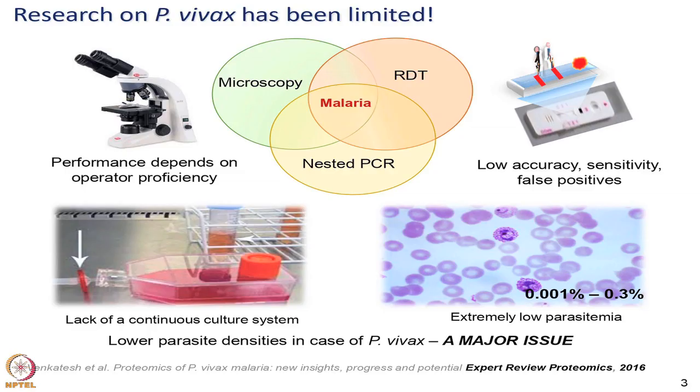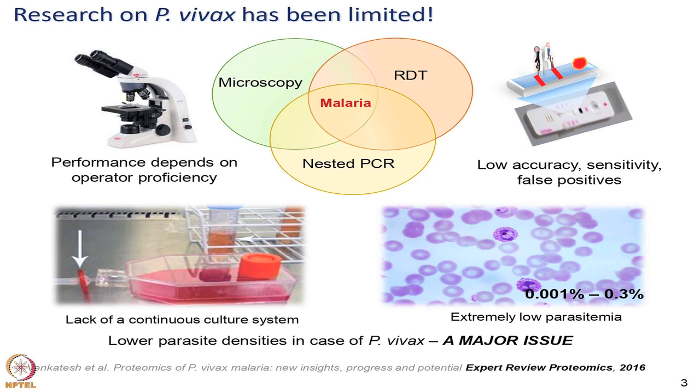However, each of these methods has its own pros and cons. Especially RDTs have a lot of false positives. PCR can be done only in specialized labs, so it needs a lot of further testing. And the overall limitation for the whole field has been that most of our information is based on falciparum, not vivax.